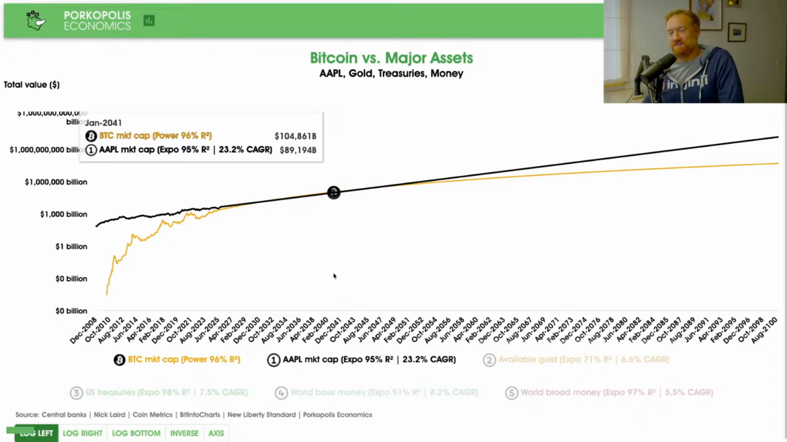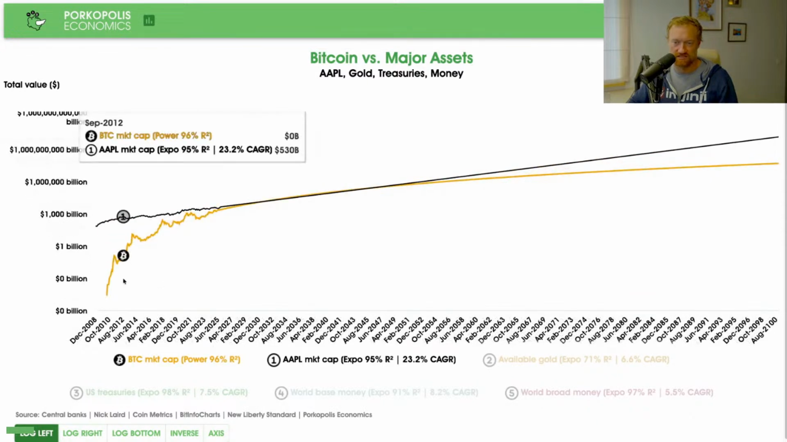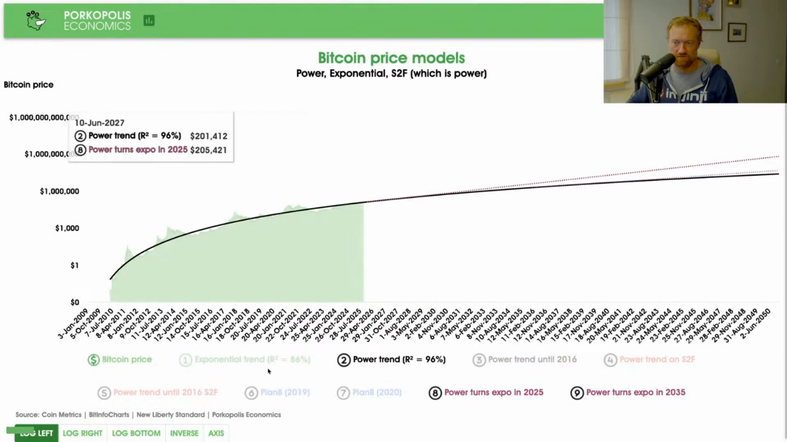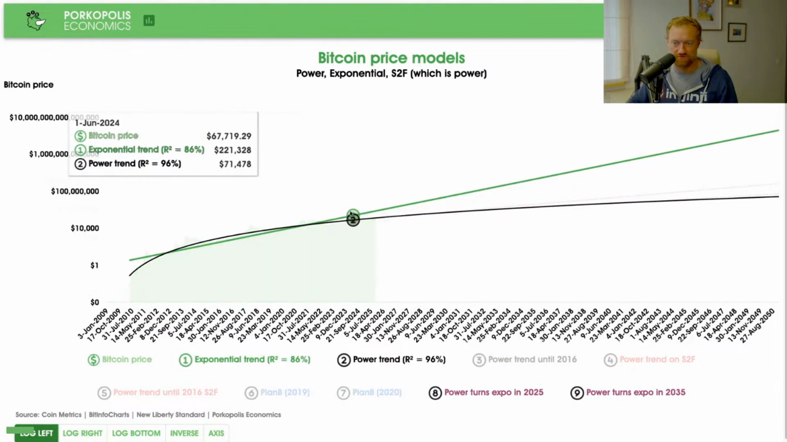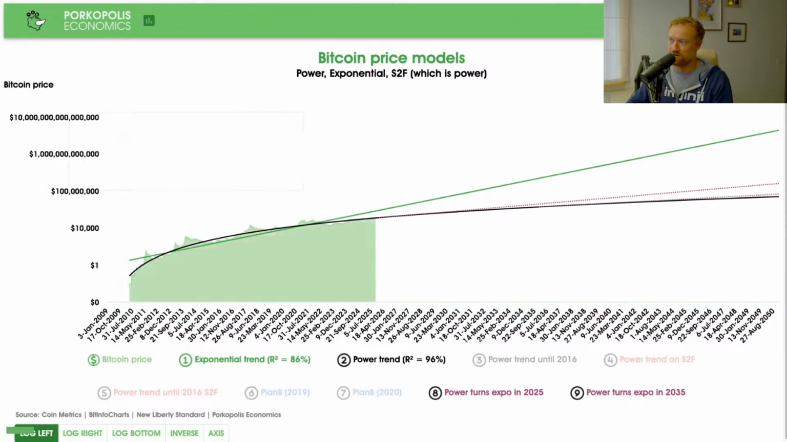My point is, Bitcoin is doing something that the rest of the financial world is just not doing. It does not look like a straight line on log scale. It is not doing exponential. Maybe it does exponential in the future, but I don't think we're there yet.